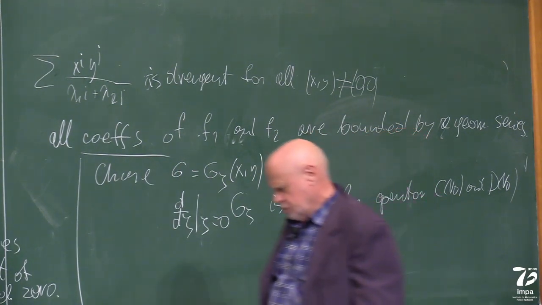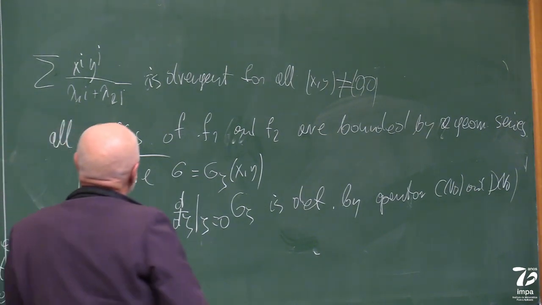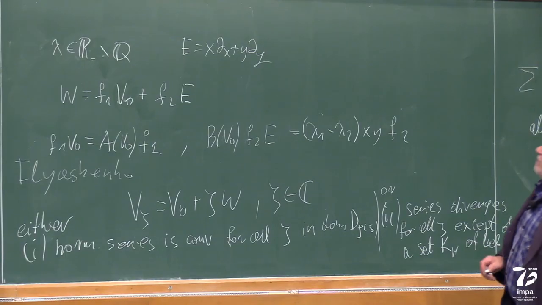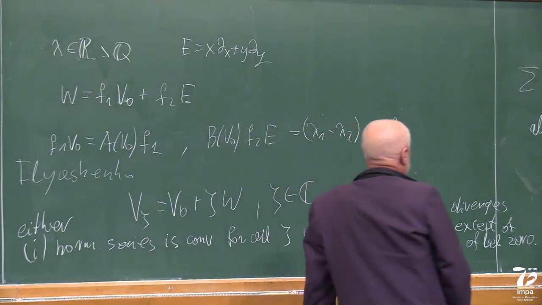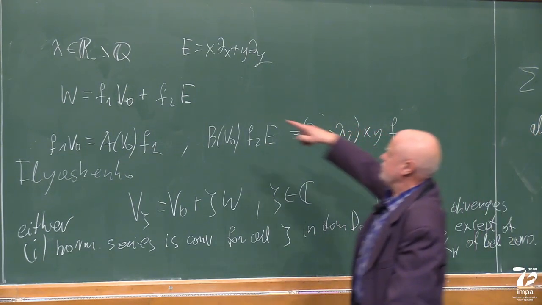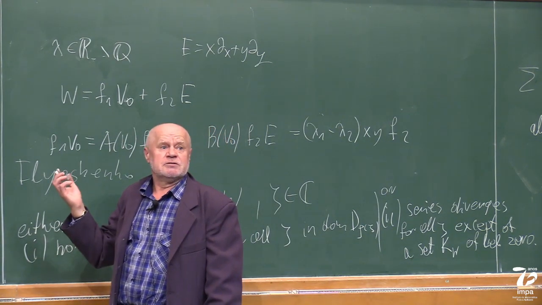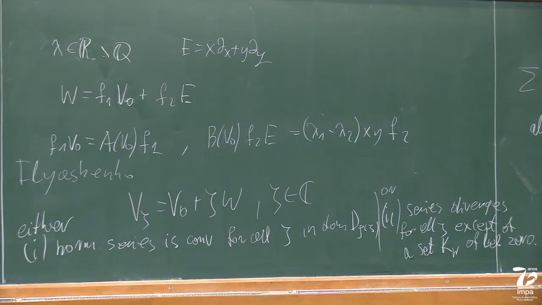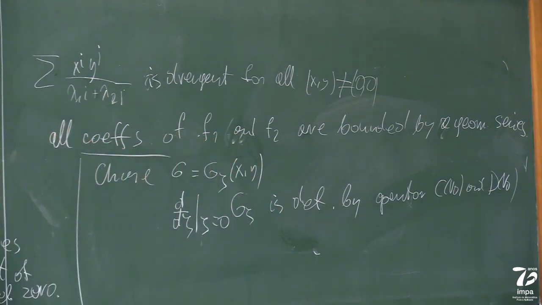Later it was used by Perez Marco. So the conclusion is that for a dense set of lambdas and a generic perturbation W, where generic means that F1 and F2 are generic, we have divergence. Now, another situation.